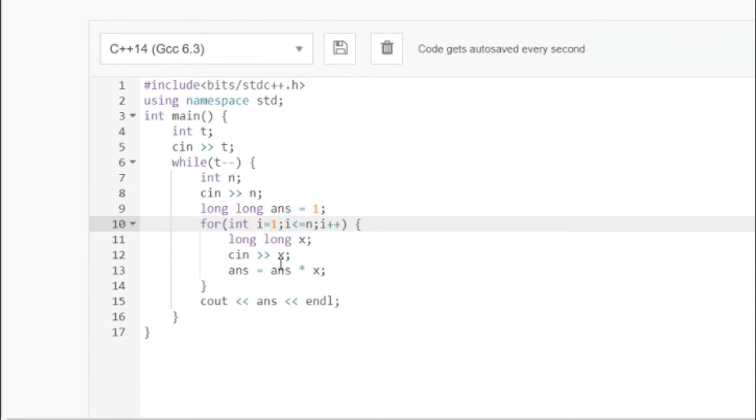See, we have taken x as many times as the loop runs, from i equal to 1 to n. Okay, if n is 2, then this loop will go 2 times, and what will be the answer?